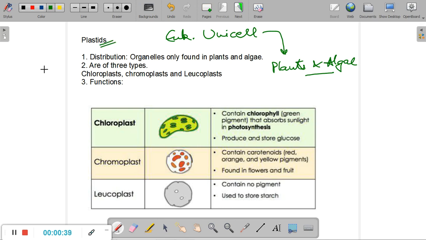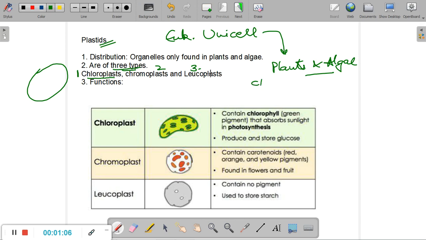Now plastids again are made up of a membrane. They have a membrane, and we'll look at the structure in a little while when we proceed a little further. The second thing that you should know about plastids is that there are three types of plastids. The first type of a plastid is called the chloroplast, the second is called chromoplast, and the third is called a leucoplast. Now let us break down these words.